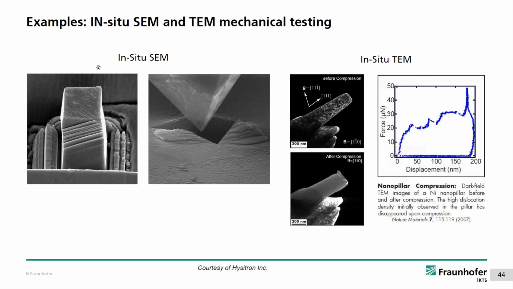Some examples here inside the SEM, so you can really see what happens. This is a pillar compression, and you compress the pillar, and you can see the slip lines, or you can look directly at the indentation with the diamond tip. In situ in the TEM, you can really look at very small scales inside the materials. You can see here's also a lot of dislocation. When you compress this pillar, the dislocation disappears, the dislocation starvation. You can do everything inside the microscopes.